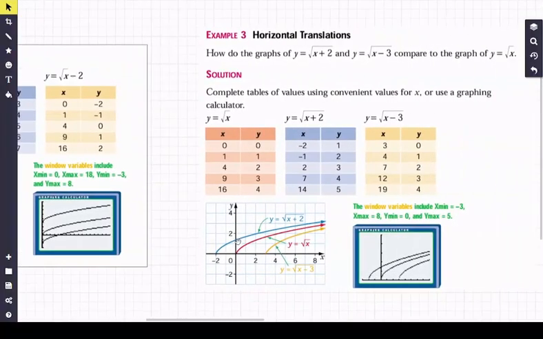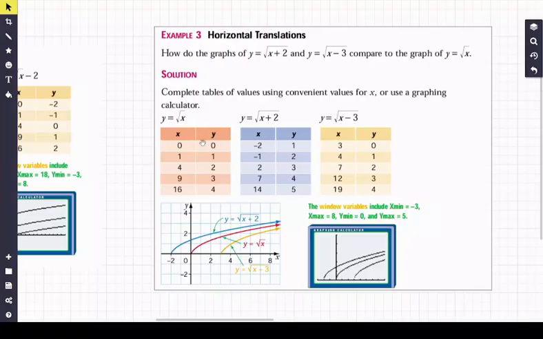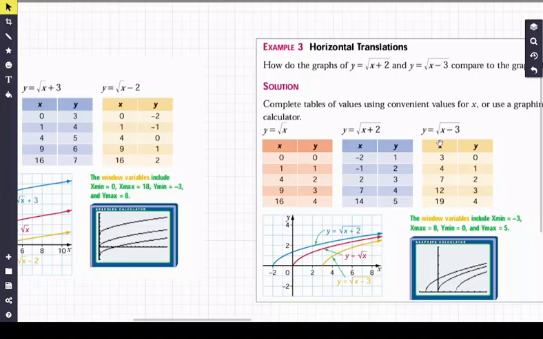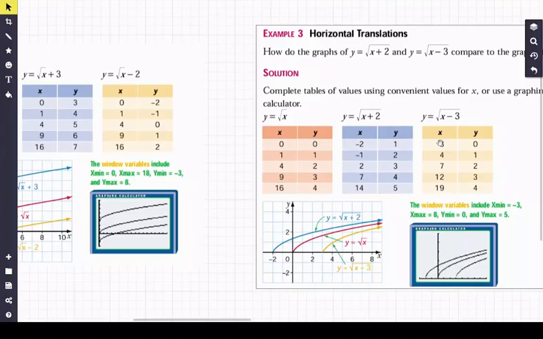And now I'm going to talk about horizontal translations. Horizontal translations are basically the ones that move along the x-axis. So right here, you have originally y equals square root of x, and y equals square root of x plus 2, y equals square root of x minus 3. When you look at this, you see that this 2 is outside of the x, nowhere near the x. However, these are actually inside, in the bracket, near the x. So that is an x transformation.